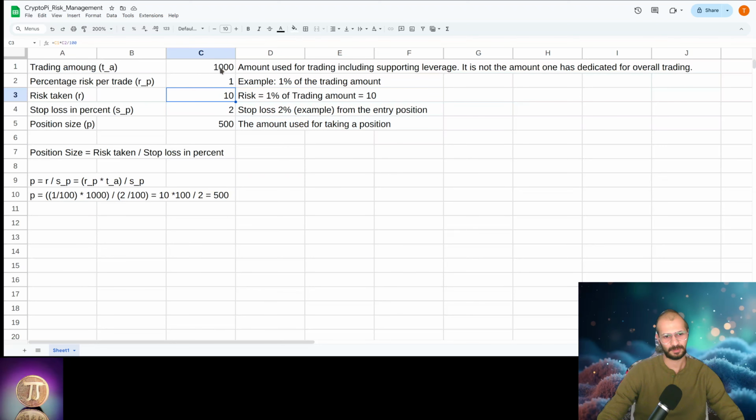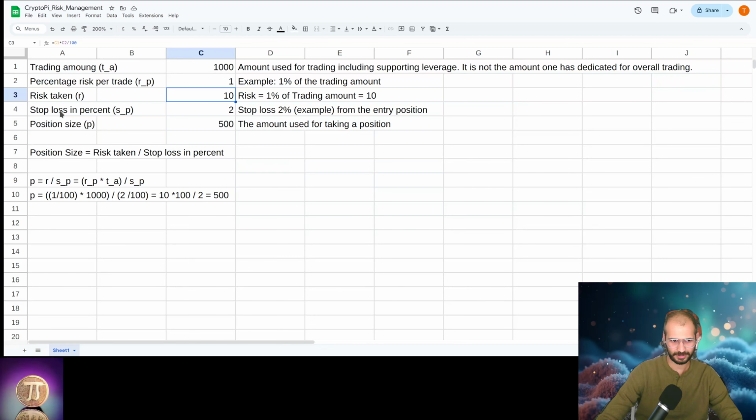So if I have $1,000 in my account, and I'm taking 1% risk, then if my trade goes against my analysis, if I'm taking a long trade and instead of going upwards, instead of becoming bullish, the market goes bearish or goes in the opposite direction, I will lose $10. And those $10 will be lost when my stop loss is hit.